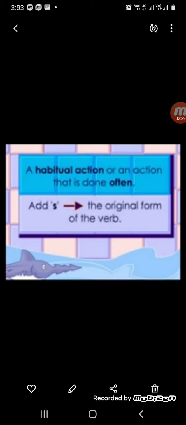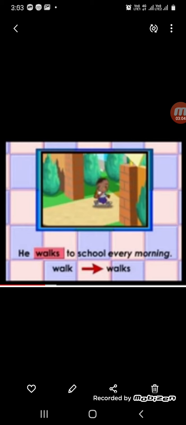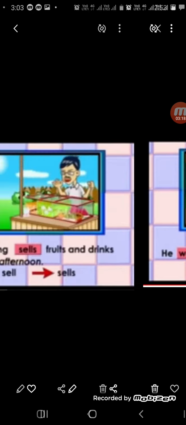For a habitual action or an action that is done often, we have to add s to the original form of the verb. Suppose the original form is shine, you will add s: shines. If the original form is move, you will add s to the verb move. It will become simple present tense. He walks to the school every morning. Now we are adding s to the verb and it has become simple present tense. Every day he has the same habit of going to school by walk.